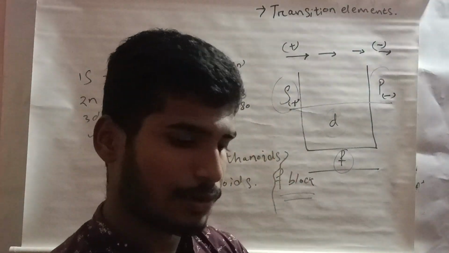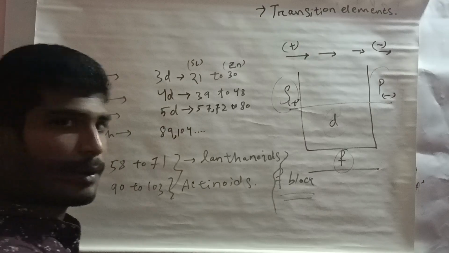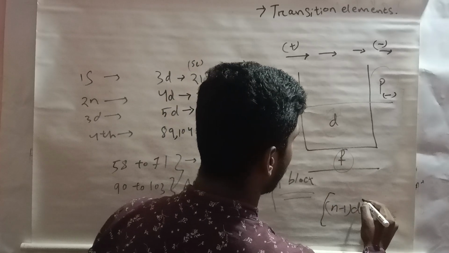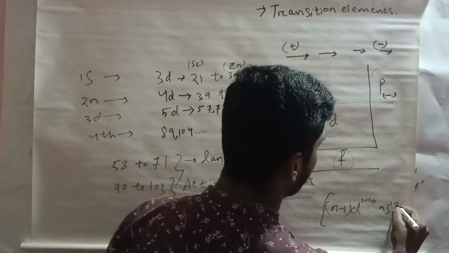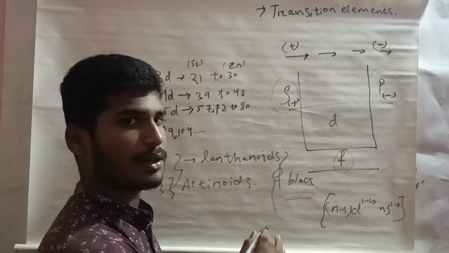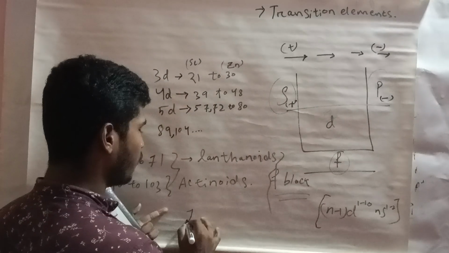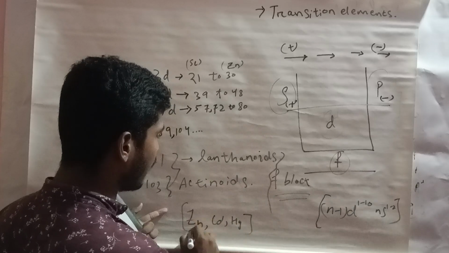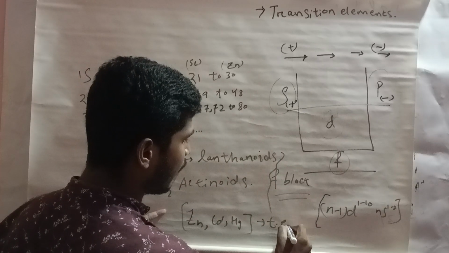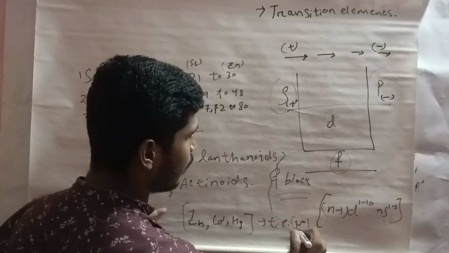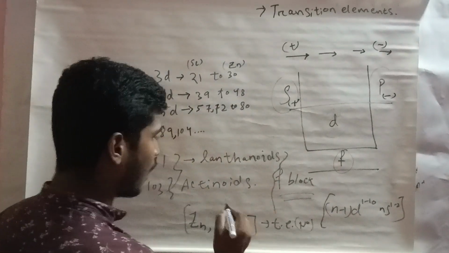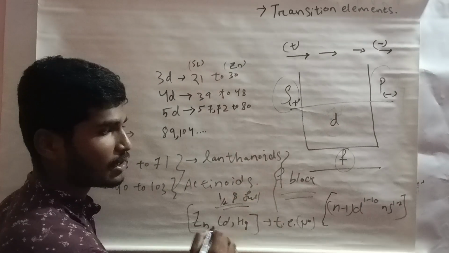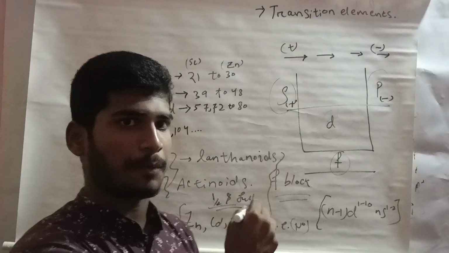Now we'll revise what we studied. The D block element's general configuration is n minus 1 D 1 to 10, and S 1 to 2. We know the general electronic configuration. We know the exceptions of zinc, cadmium, and mercury, because they are not transition elements. The half and full filled subshells have extra stability. These are the topics we have covered.